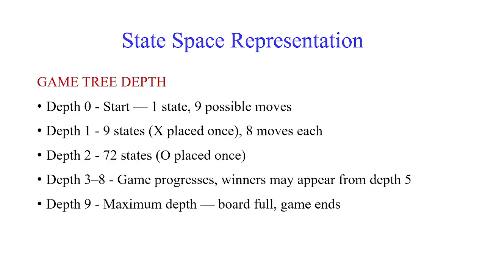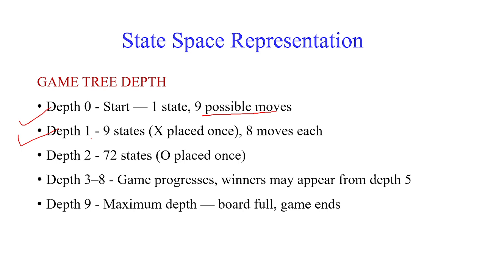Now we'll talk about the depth. If you see the game as a tree, understanding the depth and branching will help us understand the computational challenge behind it. At depth 0, we have the start state. So you have 9 possible moves because that's the empty state, where nobody has placed anything.